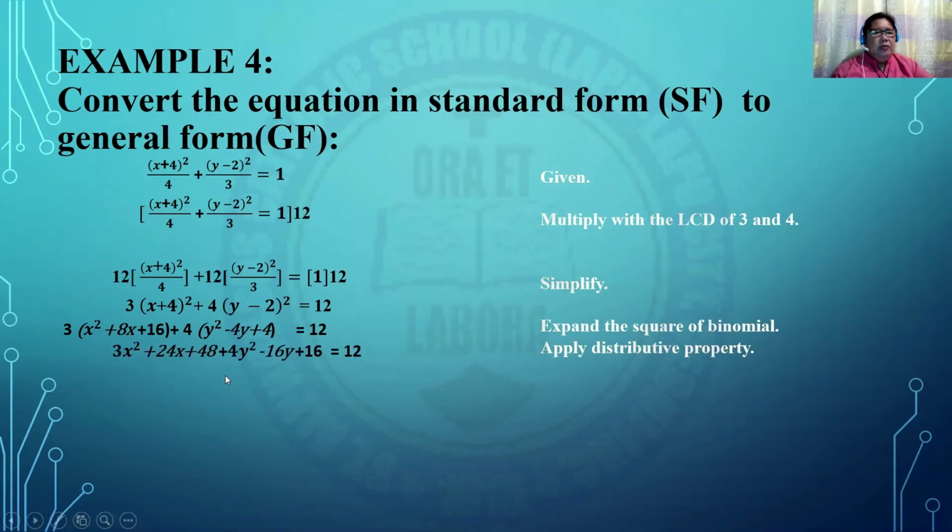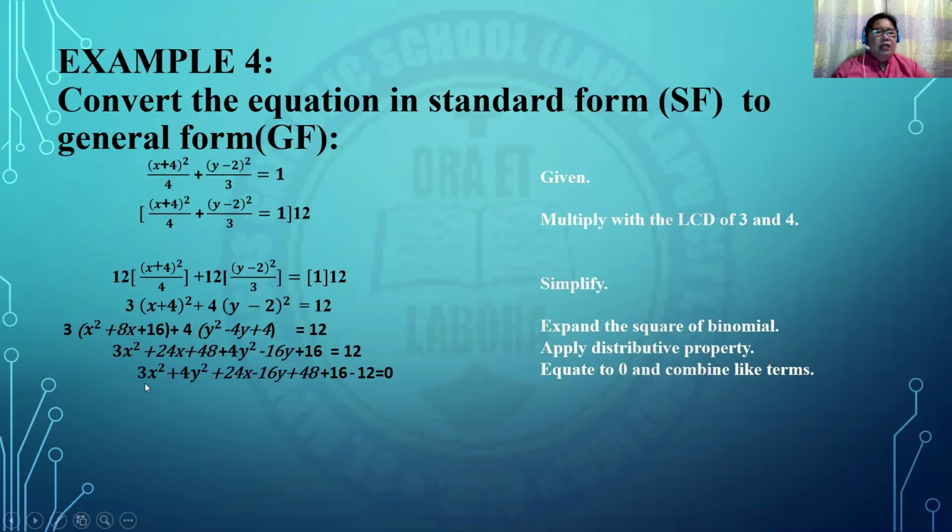And apply distributive property. So what we have, 3 times x squared is 3x squared, 3 times 8x is 24x, and 3 times 16 is 48. Here, 4 times y squared is 4y squared, 4 times negative 4y is negative 16y, 4 times 4 is 16, and copy 12. So equate this into 0 and combine like terms, you have to transpose 12.